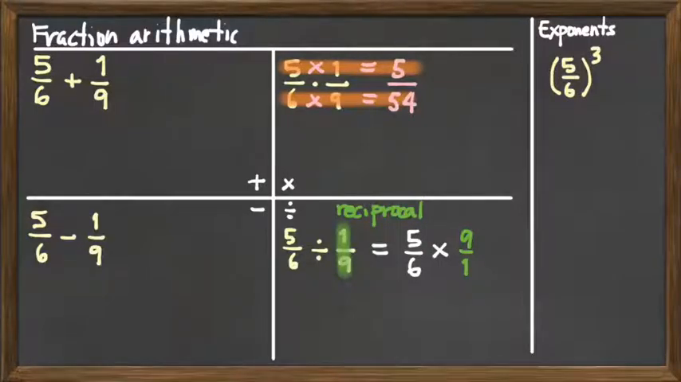So now I've turned it into a multiplication problem, and now that it's a multiplication problem, we know what to do with it, which is multiply straight across. Right? So the 5 times the 9 and the 6 times the 1 gives me 45 over 6. And then we just have to ask, can I reduce that fraction into lower terms? What do you think for 45 over 6?